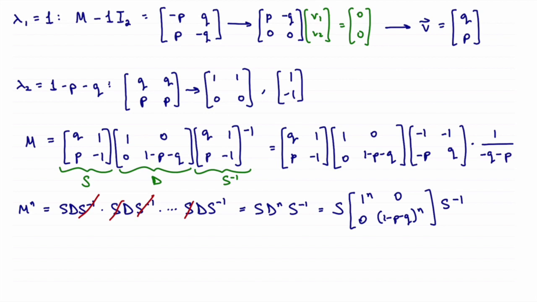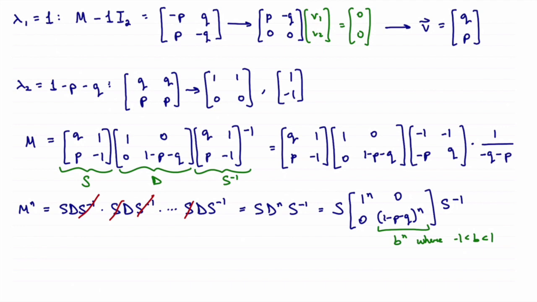Because p and q are probabilities strictly between 0 and 1, 1 minus p minus q is smaller than 1, but it can't go all the way down to negative 1, because p and q are not quite big enough. So if p is 0.8 and q is 0.8, this is 1 minus 1.6, that would be like negative 0.4. So you can't go all the way down to negative 1. So this is like b to the n, where b is strictly between negative 1 and 1.